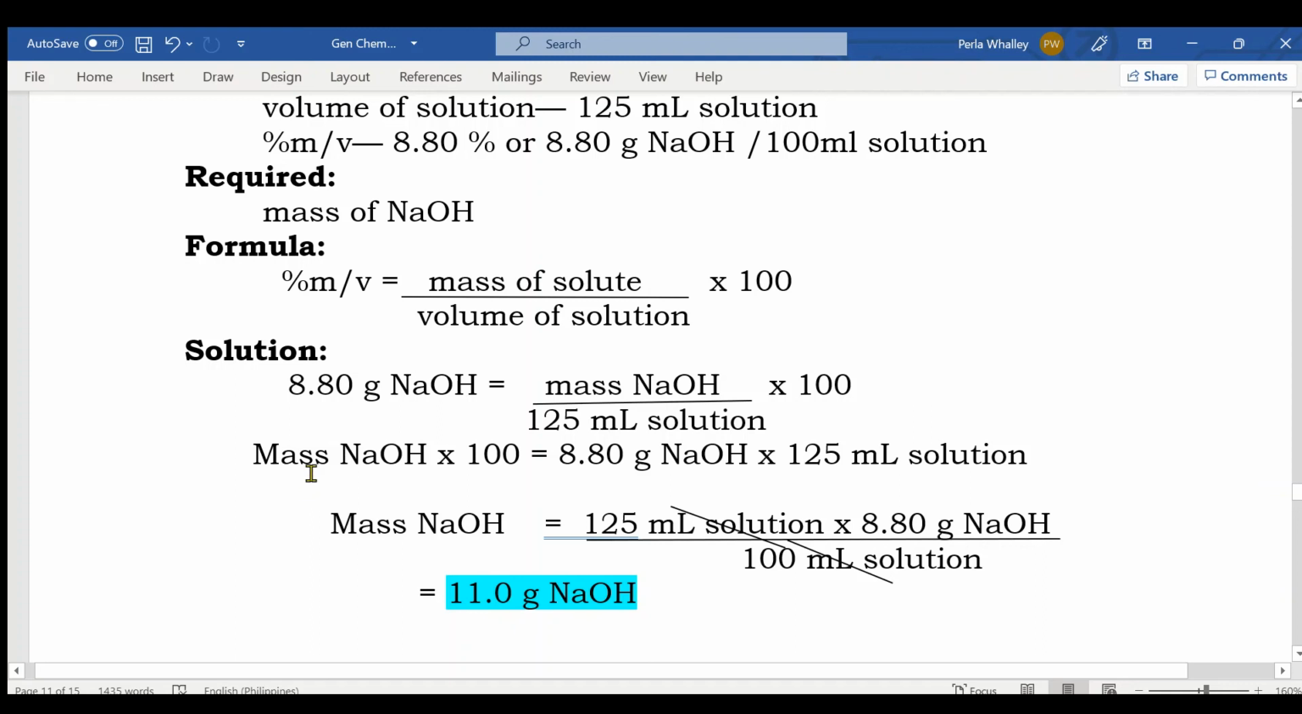And then mass of sodium hydroxide, this one will transfer in the denominator. So there are 8.80 grams of sodium hydroxide in 100 ml of solution. So ml of solution and ml of solution cancelled. What is left is grams sodium hydroxide. So 125 times 8.80 divided by 100 is equal to 11.0 grams sodium hydroxide.